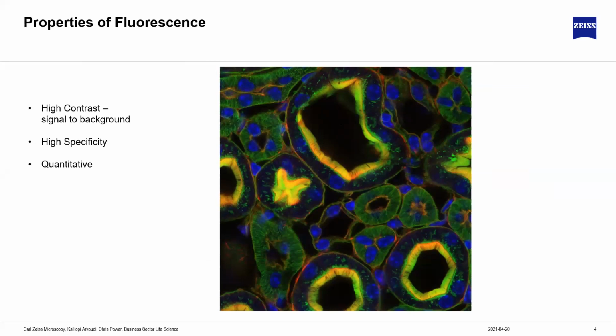Second thing is it can be very specific. So you can label just what you want to within the sample. And then the third thing is that it's quantitative. What do I mean by this? Well, if you have a signal which is 100 gray levels and a signal which is half the intensity at 50 gray levels, in fluorescence microscopy, with some other caveats, you can be sure that that is linear and you have twice as much of something and half as much of something. Whereas in other techniques, like dark field microscopy, whilst it looks amazing, it can be extremely hard to impossible to quantify.